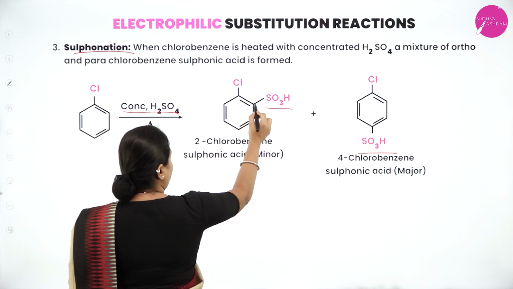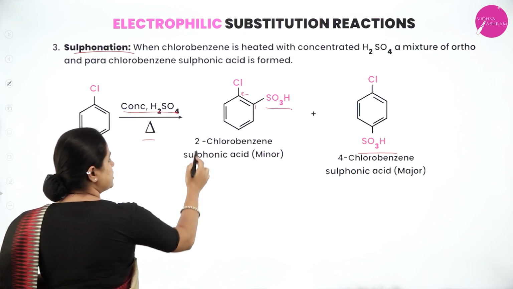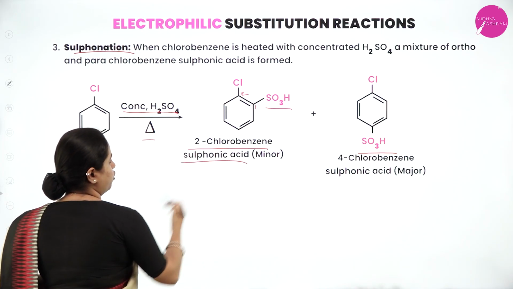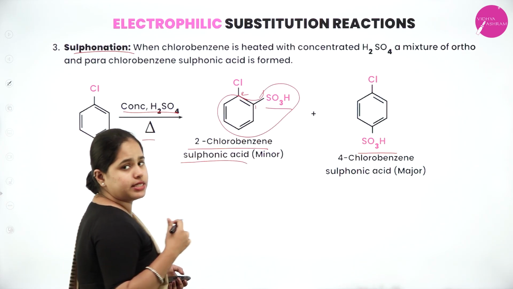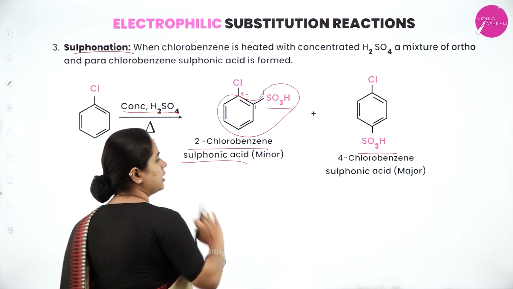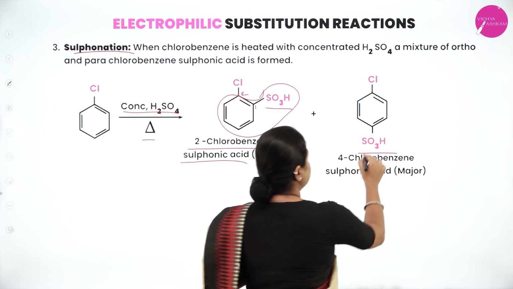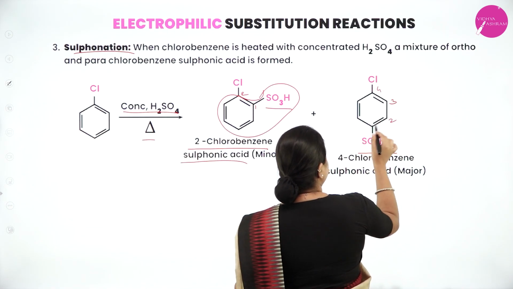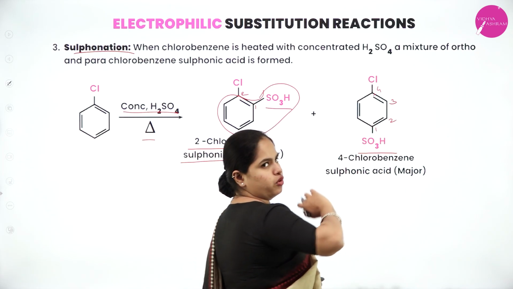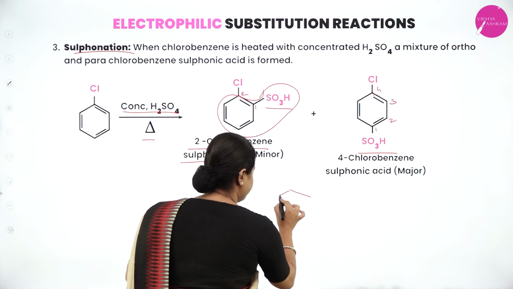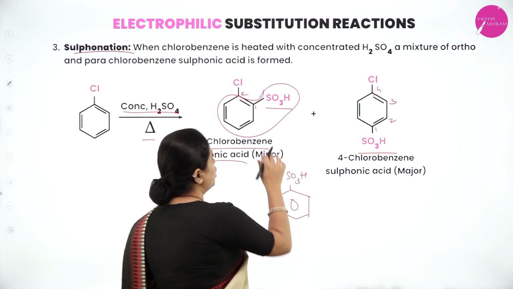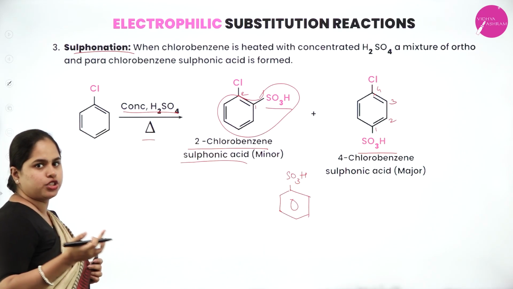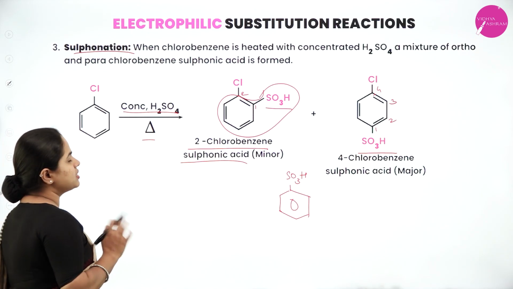So this is the 1, 2. If we number it like this, it is 2-chlorobenzene sulfonic acid. So this much part is called benzene sulfonic acid, to which on the second carbon atom you have a chloro group. Now this is 1, 2, 3, 4. So this will be 4-chlorobenzene sulfonic acid, right? So this much is called benzene sulfonic acid, to which on the second position and the fourth position you have chlorine. So this is sulfonation.